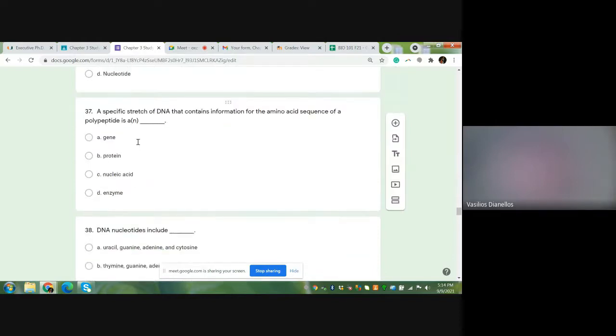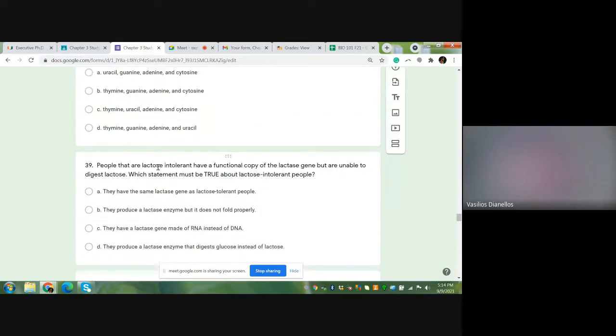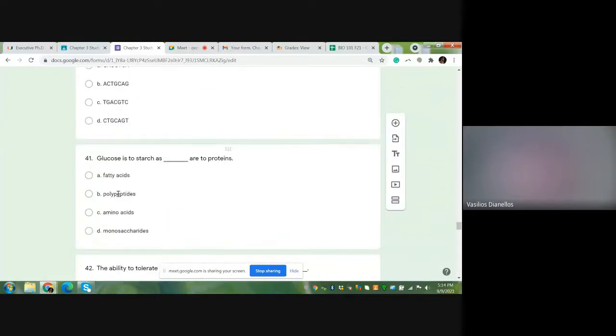37 will be for another chapter, another exam. 38, probably I won't ask you this until later in the semester as well, but if you remember, DNA has T, G, A, and C. So the answer to that would be B. I'm probably not going to ask you about lactose intolerance. Definitely don't need to know this until the later chapters.